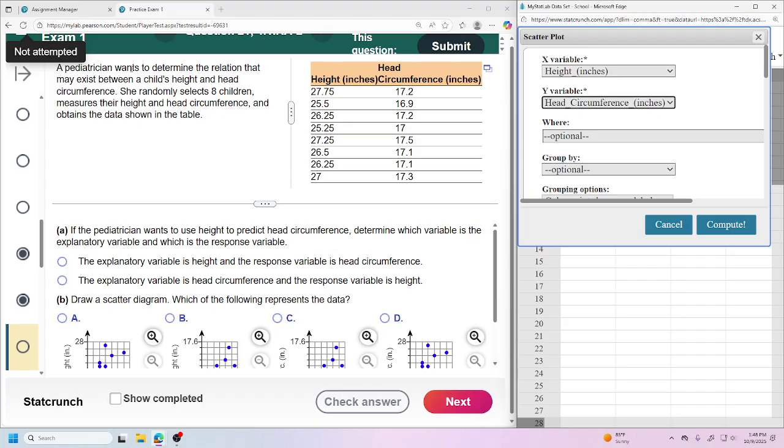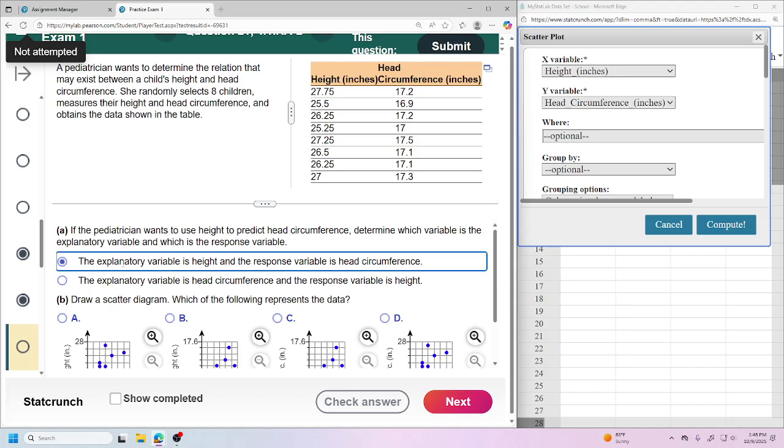So to determine the relationship that might be between height and head circumference, they measure the height and the head circumference. Wants to use the height to predict the head circumference. So, yep, that's the X. Very good. Okay, yeah, you're right. So then explanatory, that's the X value. So that would be this guy. The response, what comes afterwards, would be the head. Okay, awesome. Yeah, so I got it right.